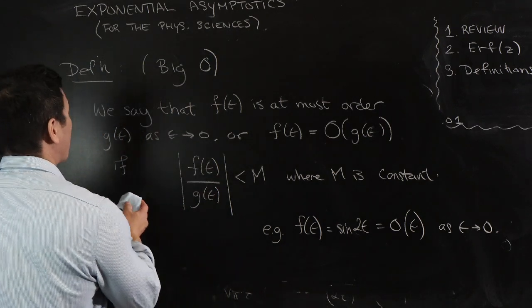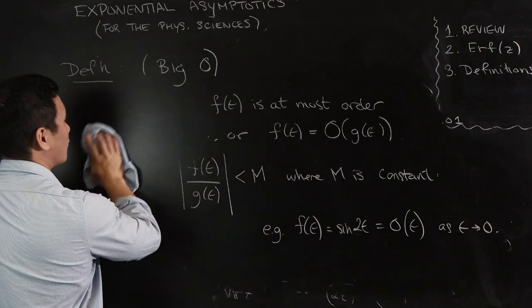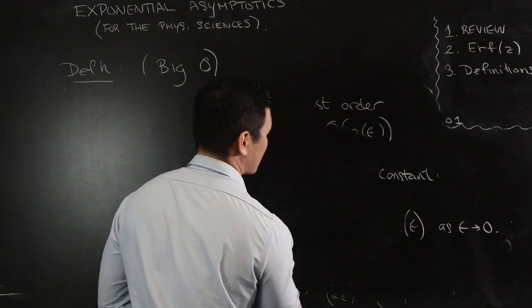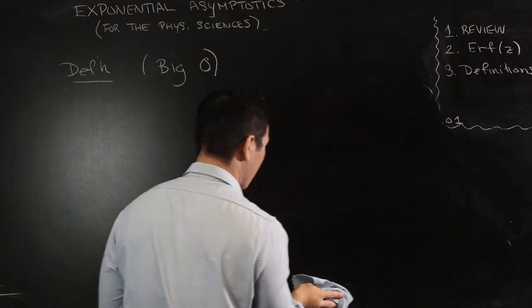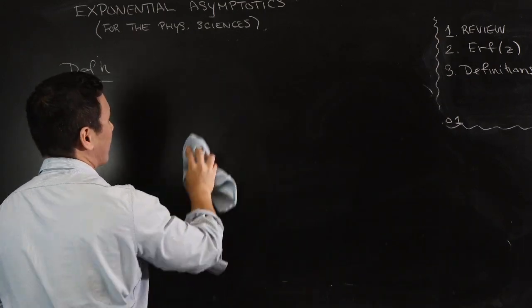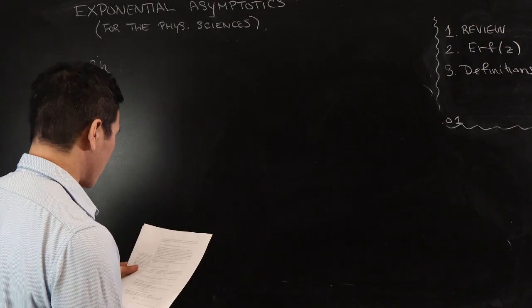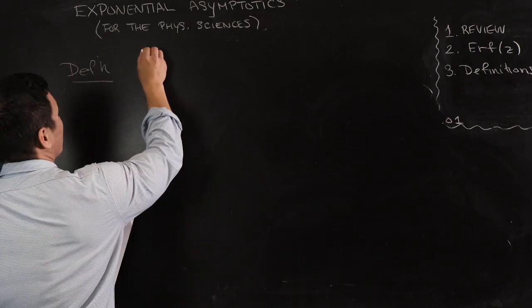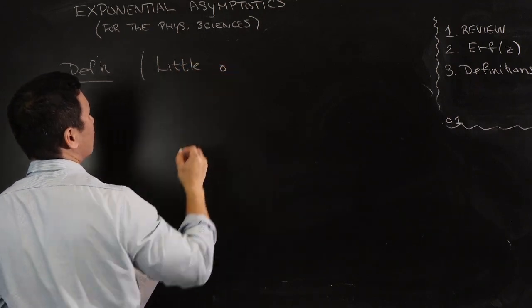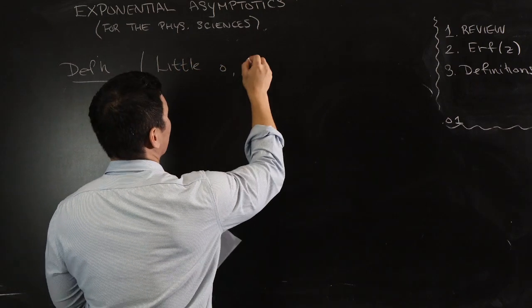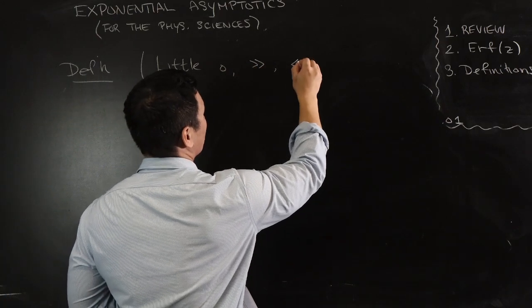Okay, so that's big O, and then you also have little o, and then you have much greater than and much less than. Again, as I said, a lot of these definitions you almost never use once you understand how to handle asymptotic approximations, because they're quite intuitive. So the next definition is little o, and then this symbol here, which we call much greater than, and this symbol here, which we call much less than.